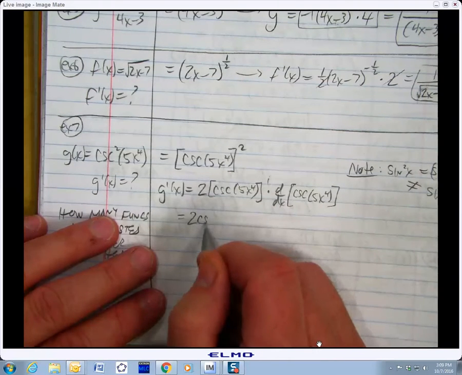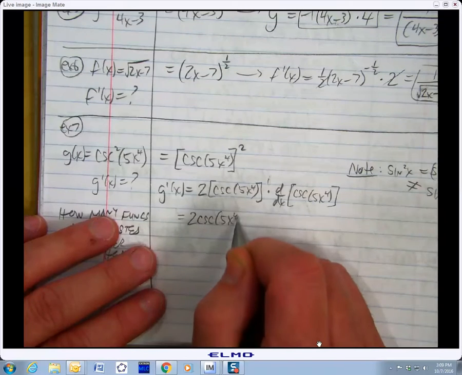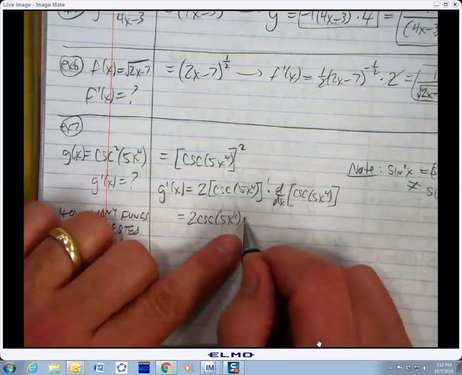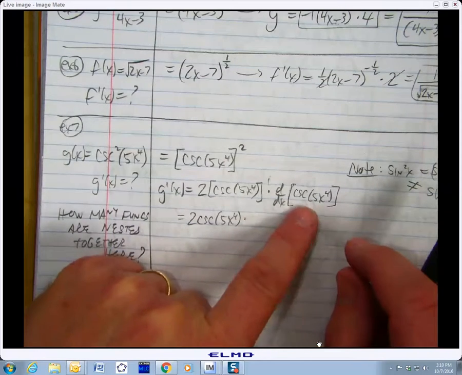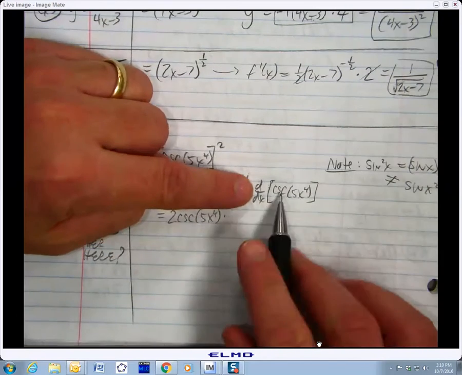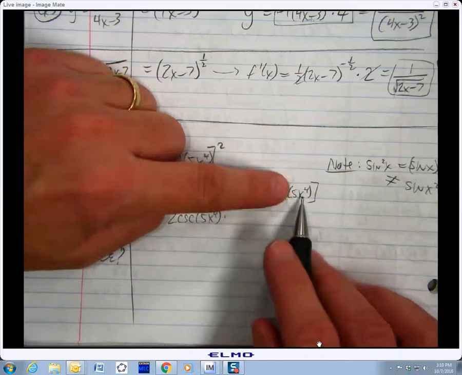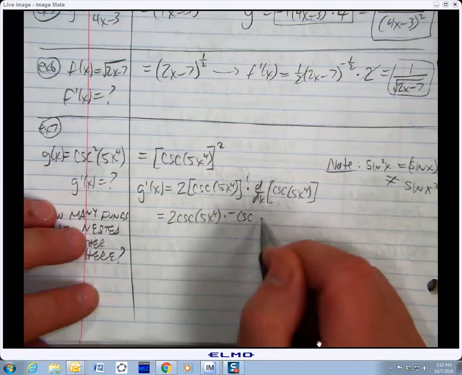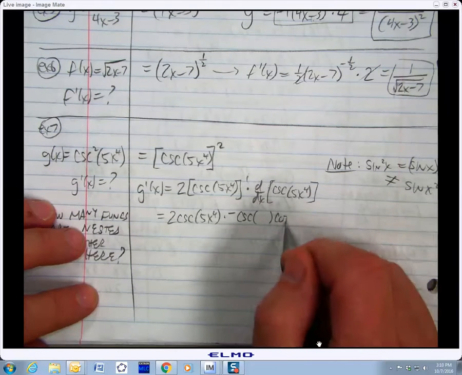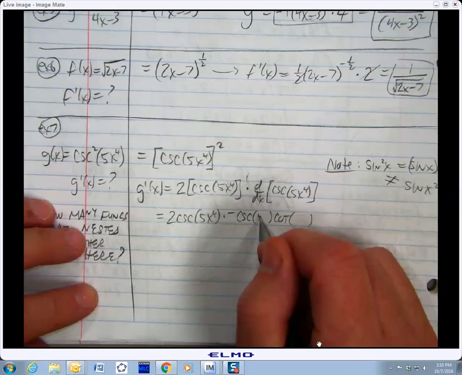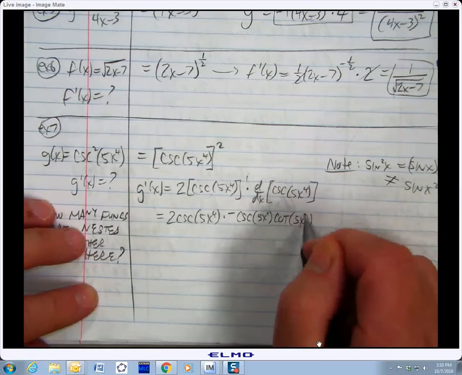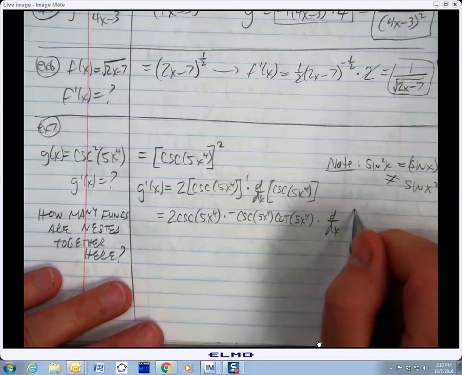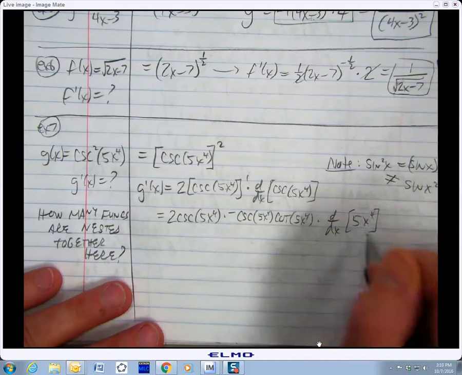Next, we can copy this down. We don't really need the brackets anymore, but we use parentheses around the 5x to the 4th. The brackets don't do anything because it's just a power of 1. So then we need the derivative of the next outside function. So if you just focus on this, which one's the outside? I think it's pretty clear that's the inside, so this must be the outside. So the derivative of cosecant, it's a negative repeater. It's a negative cosecant of stuff times cotangent of stuff. And the stuff has not changed. It's still 5x to the 4th. Times the derivative of its stuff on its inside.